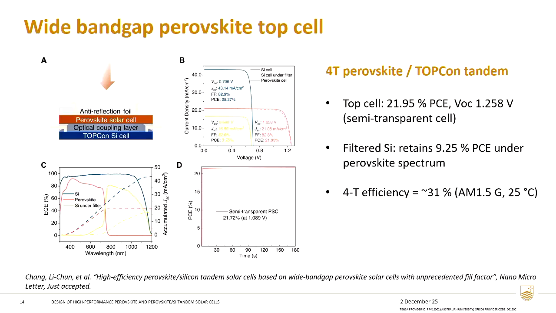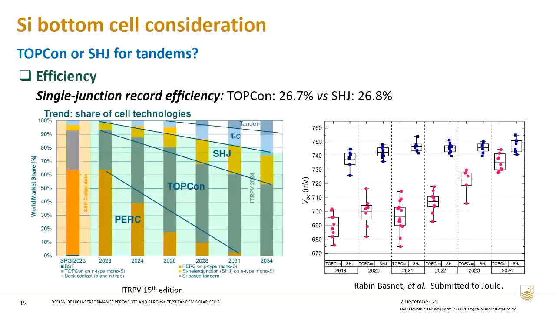And by using a TOPCon cell, we were able to achieve around 31% efficiency four-terminal tandems. So this strategy is not only applicable for the four-terminal tandem, but also can be used as two-terminal tandem, which I will talk more about going forward. Okay, so I've introduced some of our considerations in the design of the perovskite top cell, and moving on, I will also mention our thinking about the silicon bottom cell selection.